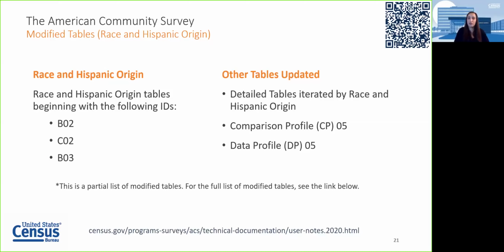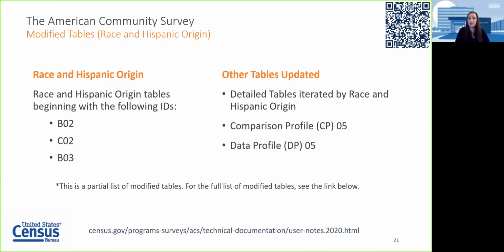Please refer to the user notes entitled Improvements to the Hispanic Origin Question and Improvements to the Race Question to learn more information and full details. You can see that link on the slide. The changes implemented in the 2020 ACS are the same as those implemented in the 2020 census. Revised race and Hispanic origin codes were used to create categories for race and Hispanic origin detailed tables.